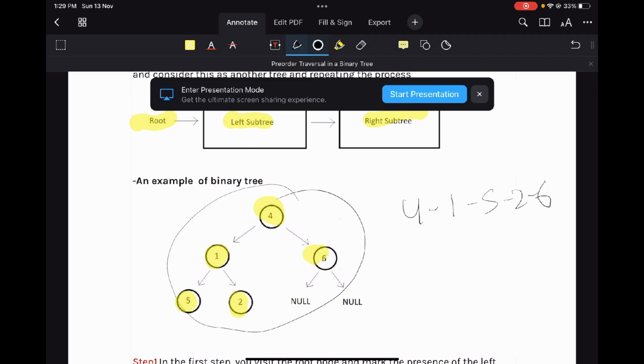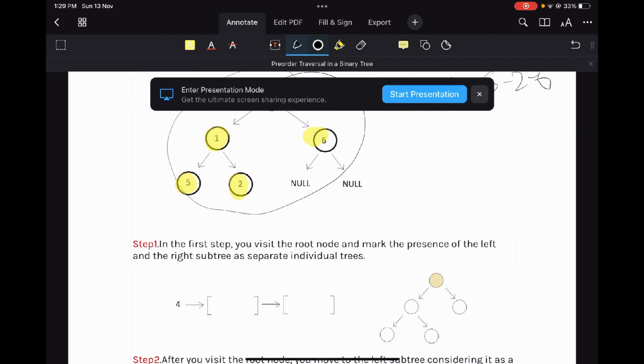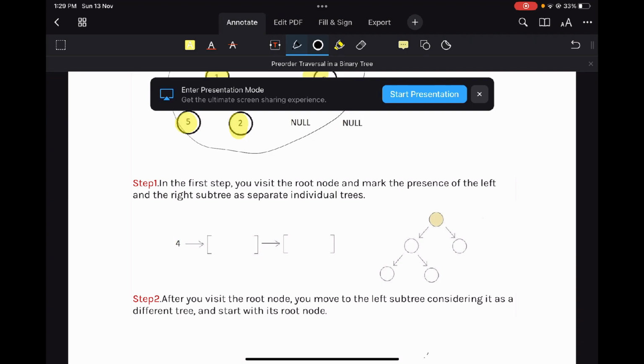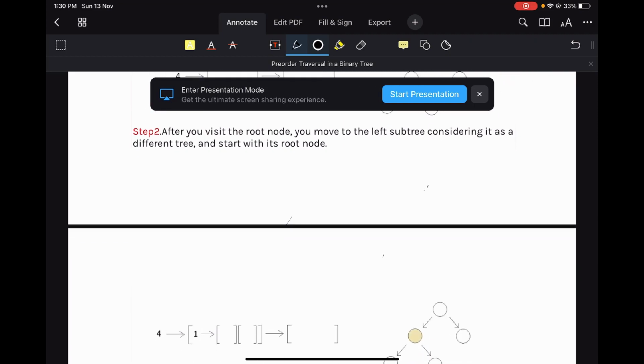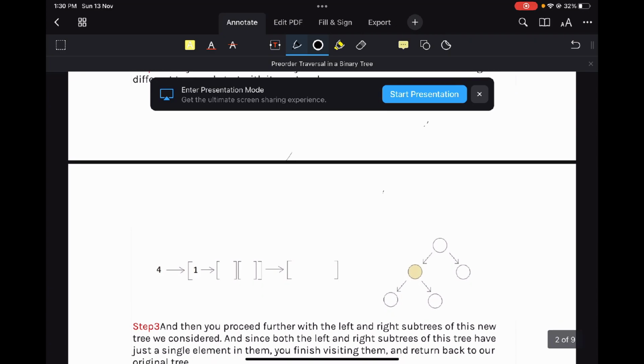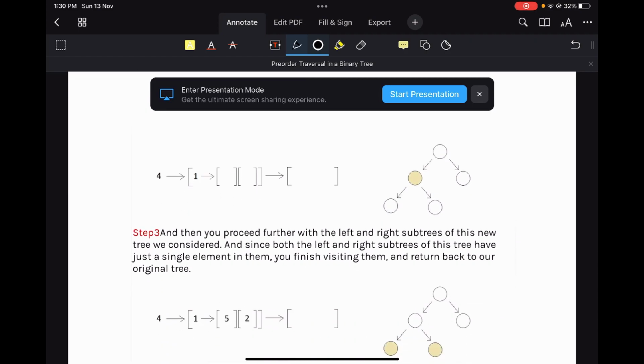Now let's discuss it stepwise. In step 1, as we discussed above, the starting point will be the root node or the base node. In this example, we have considered the root node as 4. Hence, in the first step, we'll mark our presence at the root node, that is 4. Now, in step 2, we'll consider 1 as the next point since it is on the left subtree of the base node, that is 4. So we'll mark our presence here.